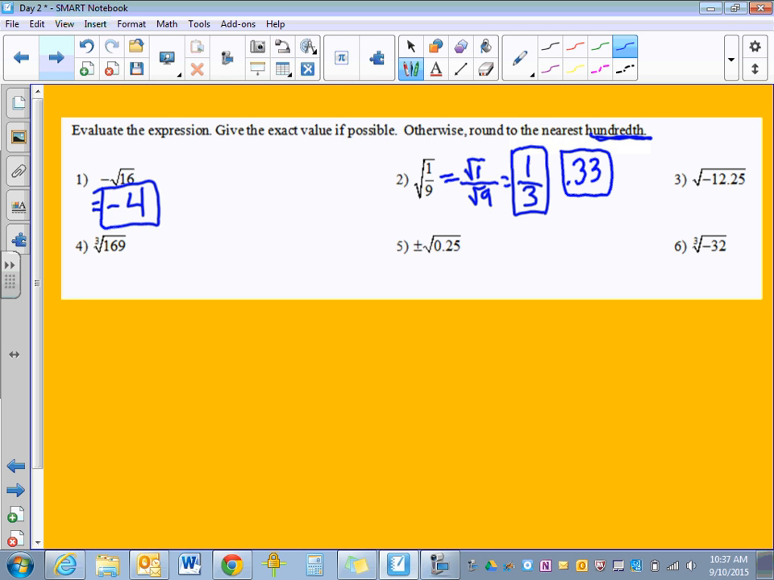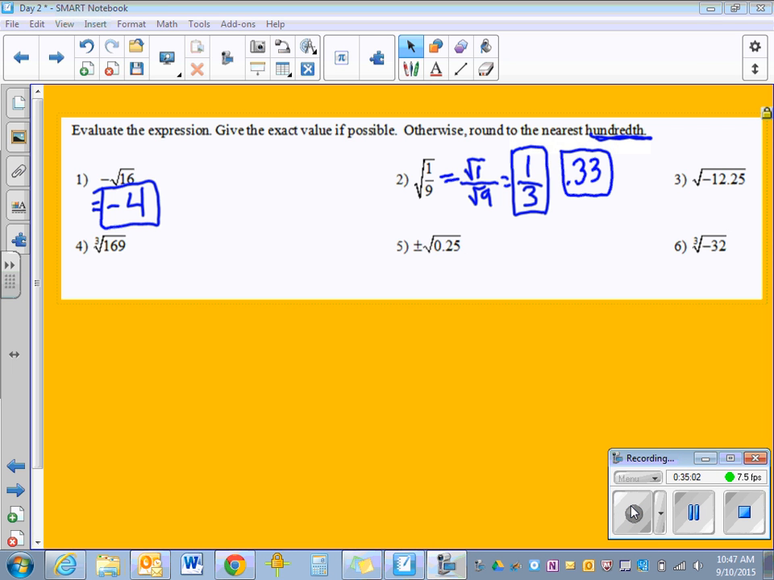Okay. I want you to go ahead and try numbers 3, 4, 5, and 6 with the person next to you. So these 2 rows will pair up, these 2 rows will pair up, and these 2 rows will pair up. I'll give you about 4 minutes to work on this, then we'll come back together and go over the answers.